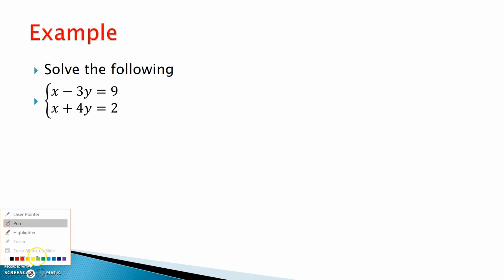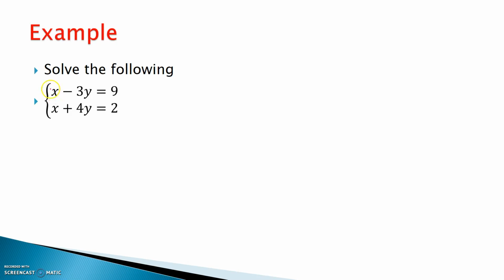Alright guys, so what we're going to do here is same deal, solving by substitution. Now I have x minus 3y is equal to 9, and I have x plus 4y is equal to 2. Now in this case again, what variable should I solve for? If I tried solving for the y's here, the negative 3 is going to make it gross. And with this y here, the 4 is in front of it. It's going to make my life complicated.